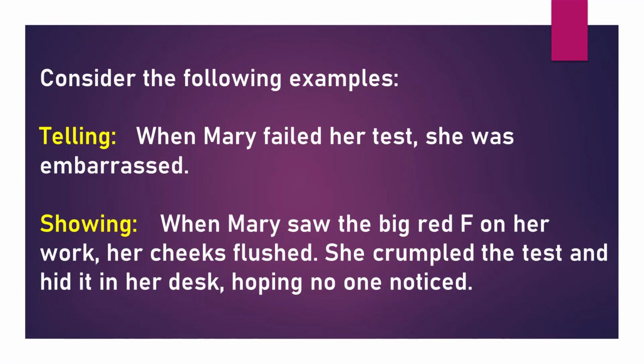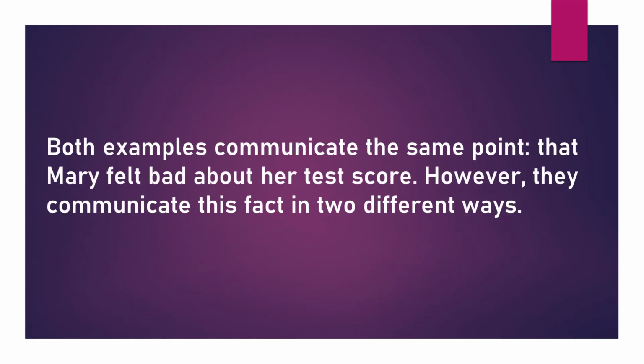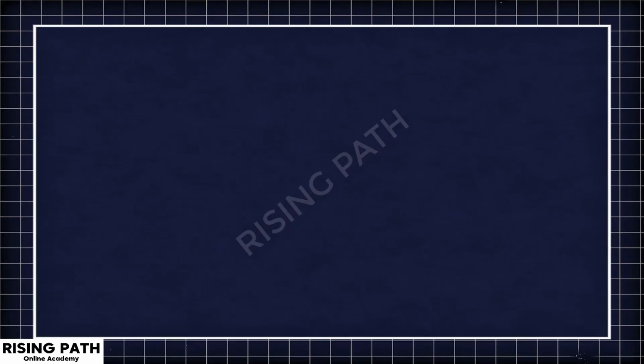When Mary saw the big red F on her work, her cheeks flushed. She crumpled the test and hid it in her desk, hoping no one noticed. So you can see both examples communicate the same point, that Mary felt bad about her test score. However, they communicate this fact in two different ways.